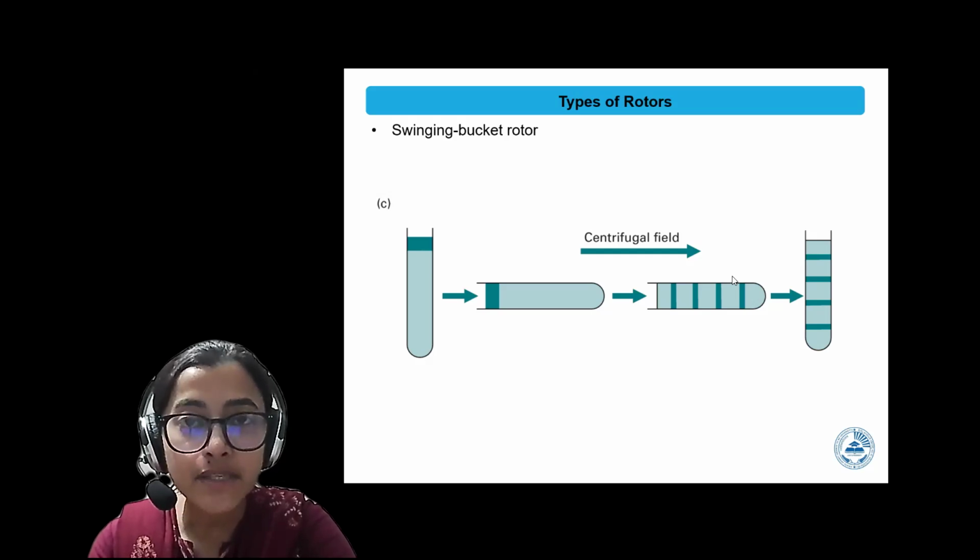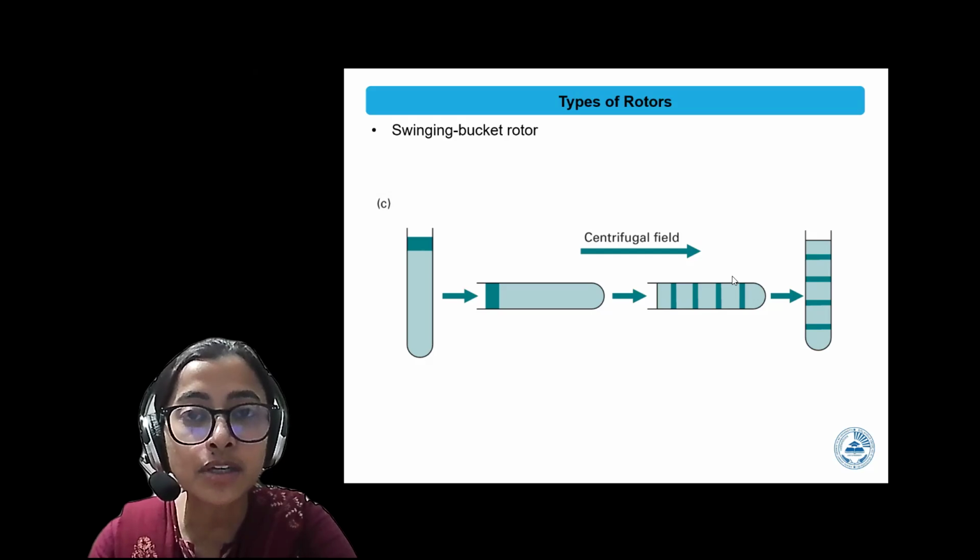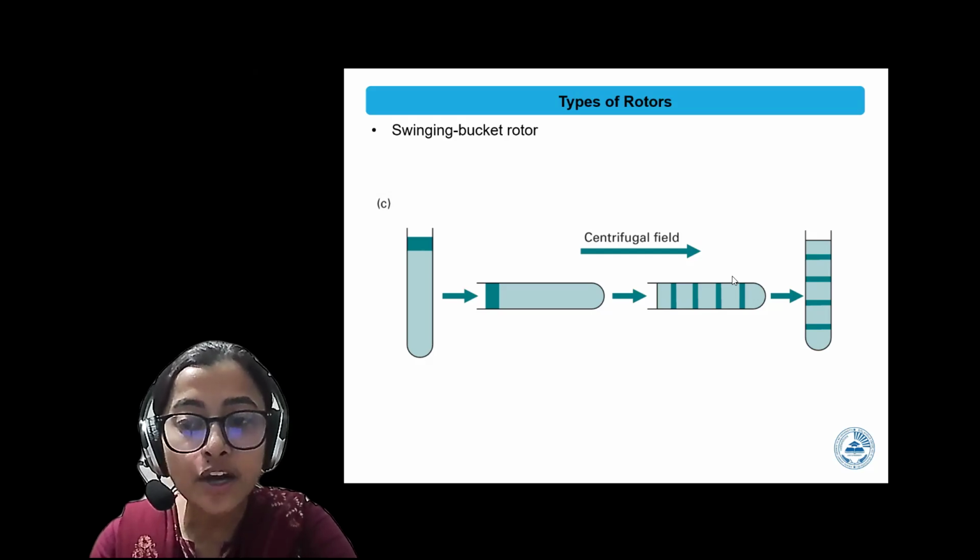Thus, to summarize, centrifugation is a powerful and versatile technique used for the separation and analysis of biological materials. The efficiency of centrifugation depends on particle properties such as size and density, the centrifugal force applied, and the type of rotor used. Different rotors, like the fixed angle, vertical, and swinging bucket, serve different experimental purposes. Understanding these principles helps in selecting the appropriate centrifugation method for specific biological applications.